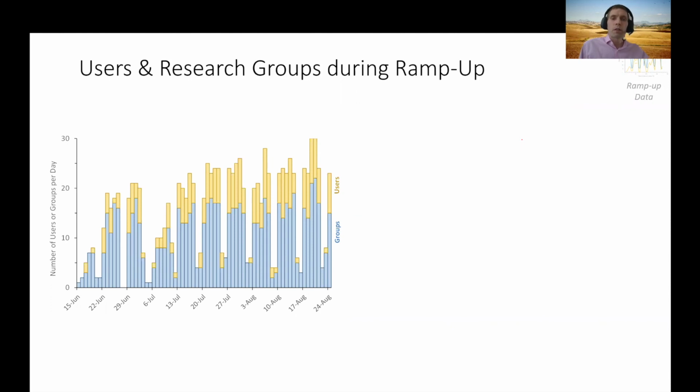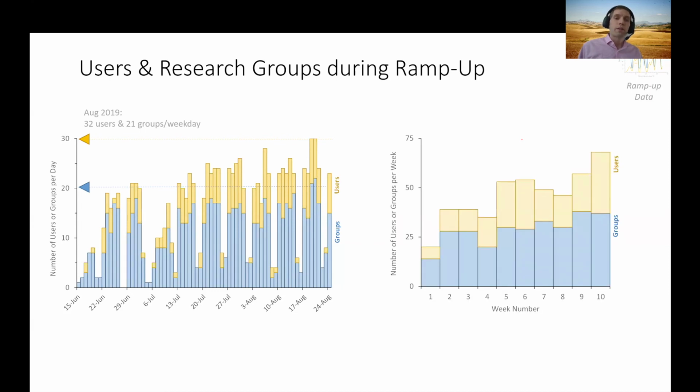Again, you see the impact of the Fab 39 facilities update or shutdown there. Compared to 2019, where we saw in August about 32 users and 21 groups per weekday. So we're again getting close to what was the average, but we're still not quite there.